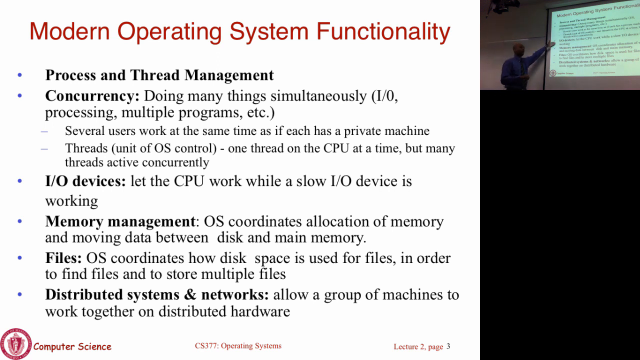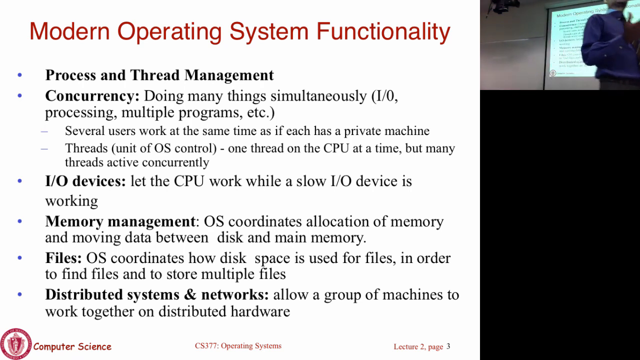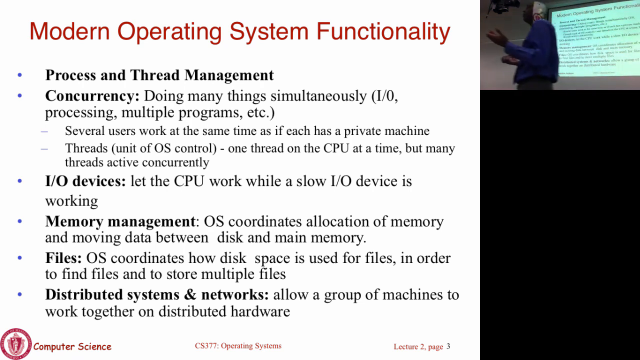So I/O devices, how do you manage I/O devices? The big problem is I/O devices tend to be slow. The CPU is very fast. How do you bridge this mismatch? How do you have a fast CPU accessing very slow devices and not getting stalled at the same time? That's something that the OS can help with.